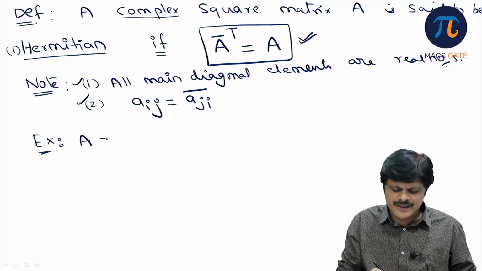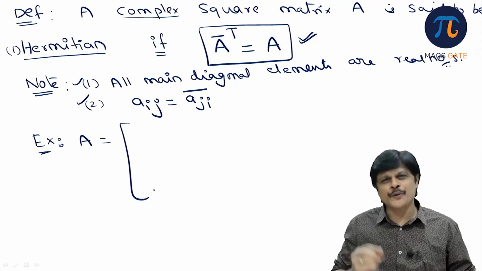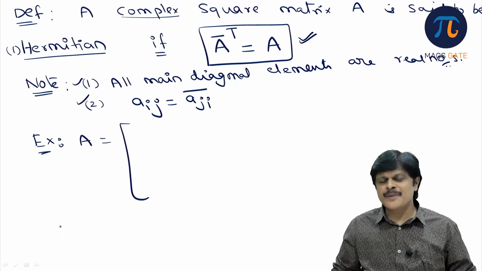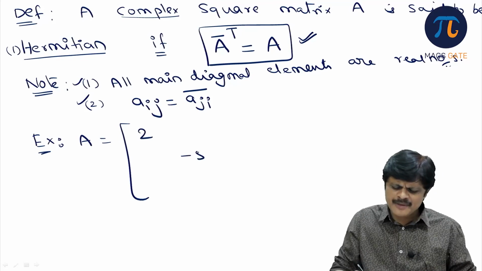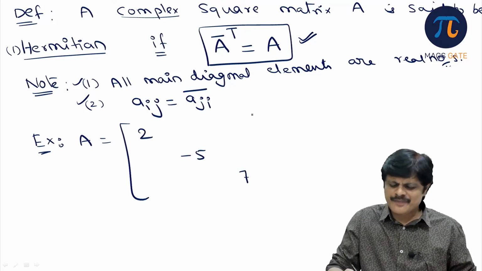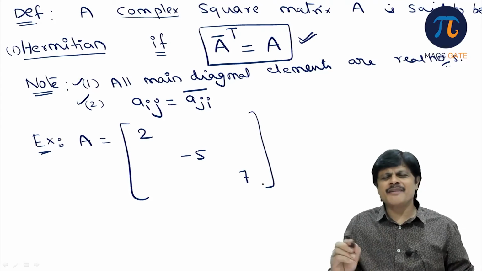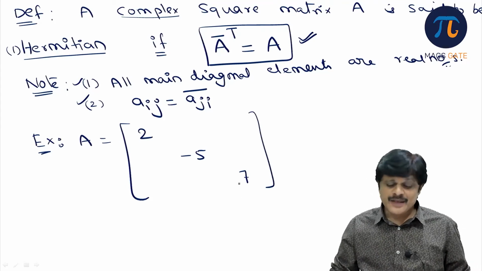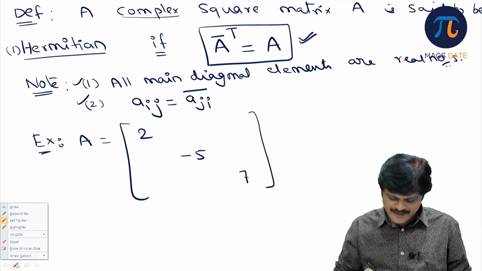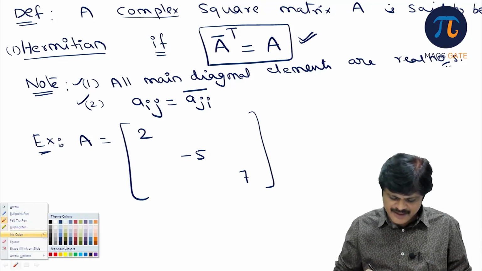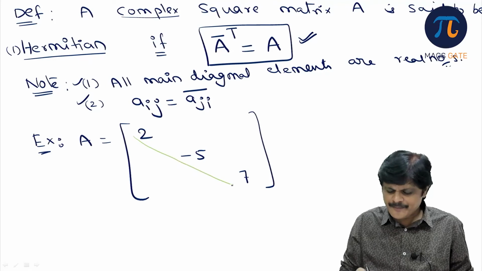Now look here. Let us construct a Hermitian matrix on our own. For a Hermitian matrix, the main diagonal must be real numbers. You can take any real numbers: 2, minus 5, 7. You can take any fractional values also, no problem. Now what is the next thing? This is your main diagonal.